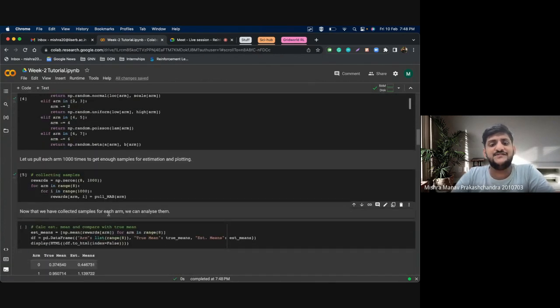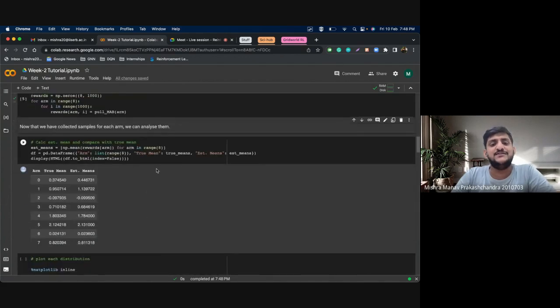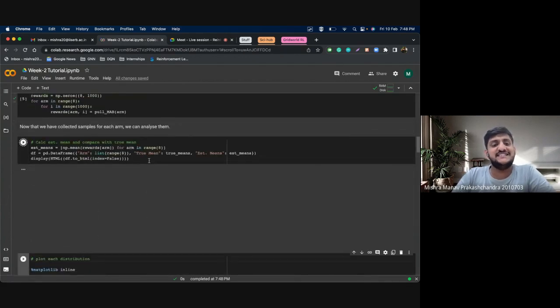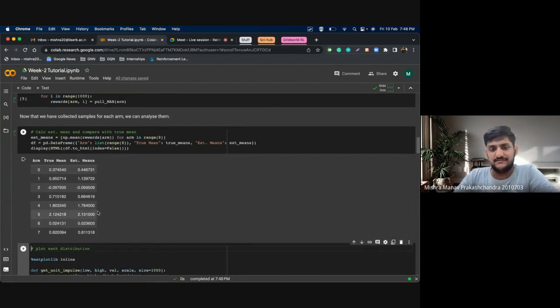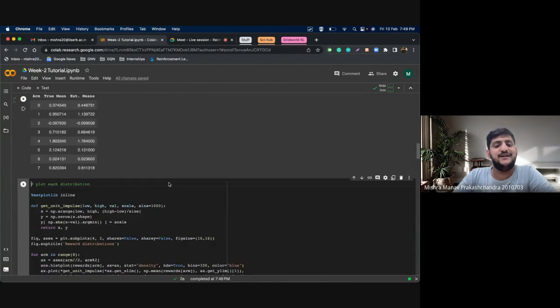Now that we have collected samples for each arm, we can analyze them. So I'm just analyzing the estimated value against the true value. So this is the true mean. This is the estimated mean. What I've done is I have pulled each arm 1000 times, and this is the tabular distribution of the true mean and the estimated mean.